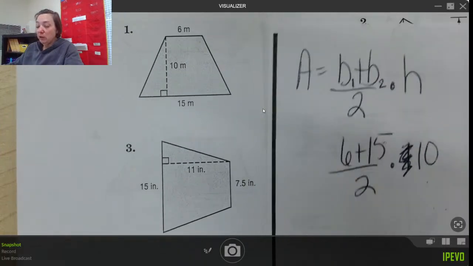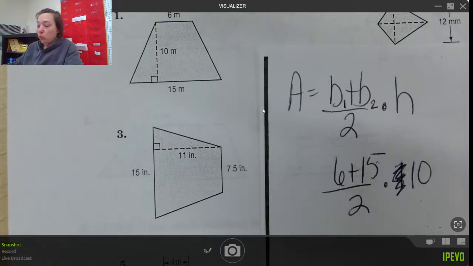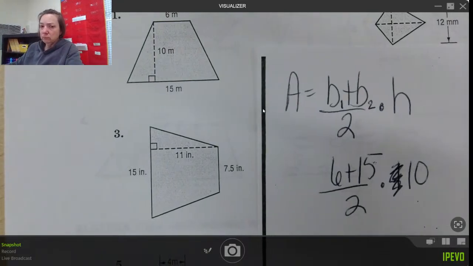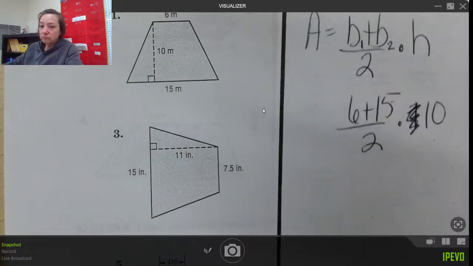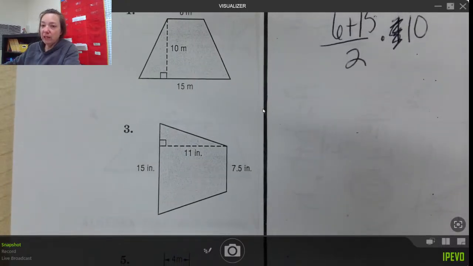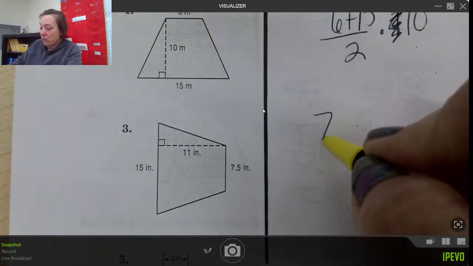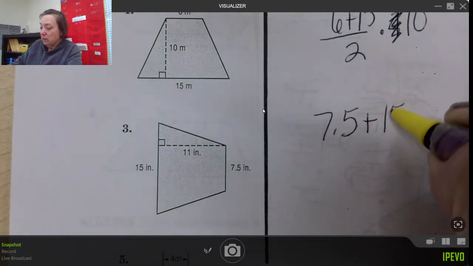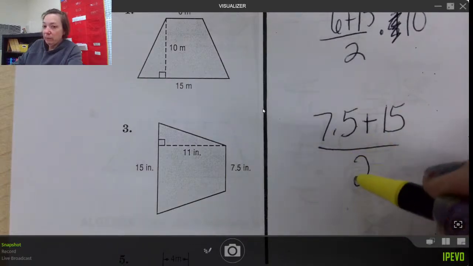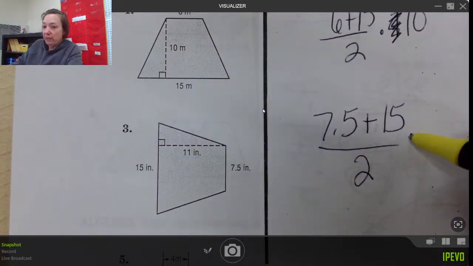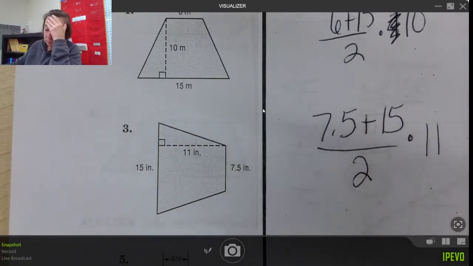Right? Okay, look at number 3 with me. Same thing. What are our bases, though? 7.5. On this one, just because it's turned funky doesn't mean anything changes. Those bases are still the ones that are parallel. So we add the bases, divide by 2, and then multiply by the height, which is 11. Add them first, divide by 2.